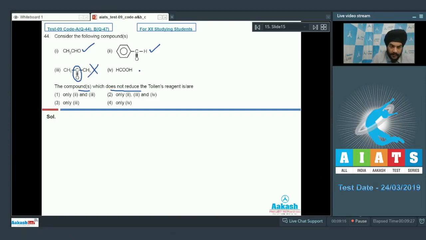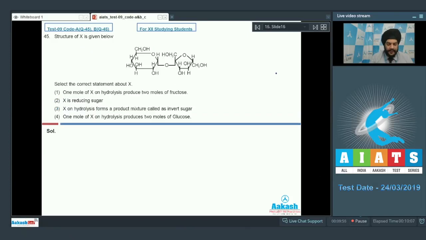And if we talk about formaldehyde now, HCHO, this will also reduce Tollens reagent as it will get converted itself into CO2. So the carbon is getting oxidized in this case and it will also be reducing the Tollens reagent. So the examiner seems to be interested in the compound which does not reduce the Tollens reagent, so we have to select the third option as the correct answer to this question. Let us look at the next question now. Question 45. The structure of X is given below. We have to select the correct statement about X.